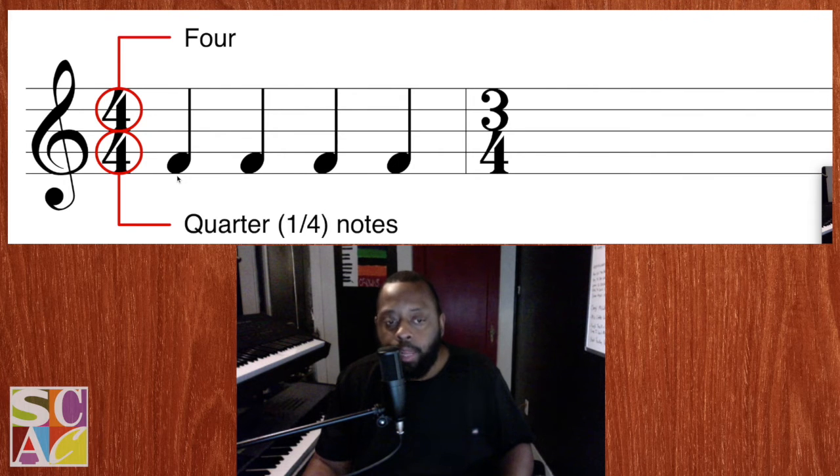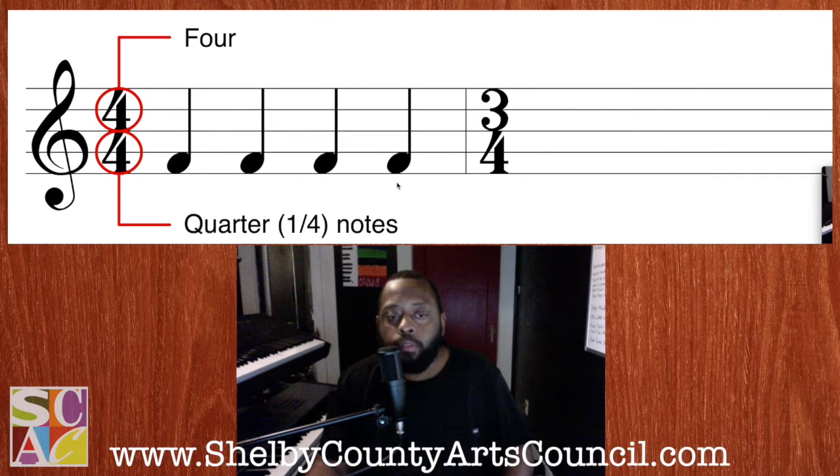So think of it once again as a mathematical equation. 1/4 plus 1/4 plus 1/4 plus 1/4 equals the number of beats allowed in this measure, which is 4. So if we were to count this, it would be 1, 2, 3, 4. 1, 2, 3, 4.